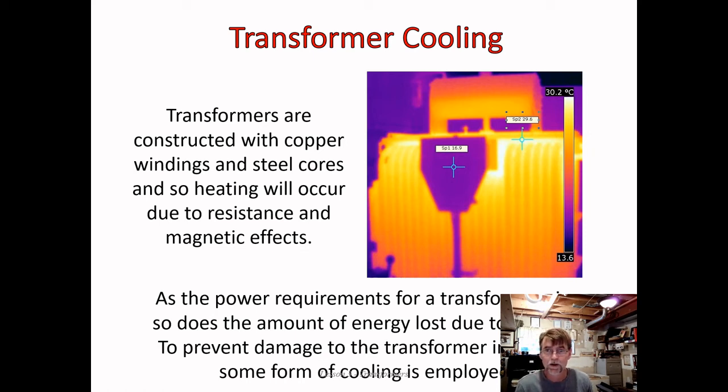As I indicated, the byproduct of a transformer, its primary waste and inefficiency, is in the generation of heat, and this image shows us that this transformer is quite hot. Transformers are constructed with copper windings and steel cores, and so heat will occur due to resistance and the magnetic effects. As the power requirements for the transformer rise, so does the amount of energy lost due to heat. To prevent damage to the transformer, some form of cooling must be employed.